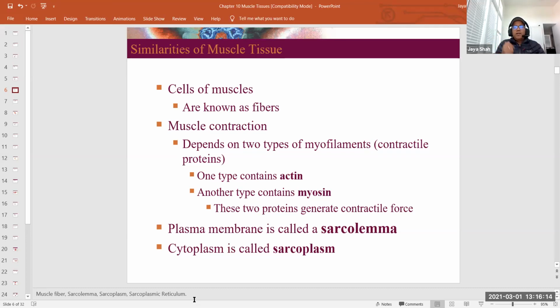And by the way, can some of you tell me, what is that special function? Is it that it stores calcium? Good. It stores calcium, which is essential for muscle contraction. Okay, so these are the features or similarities among all the muscle types, cells.